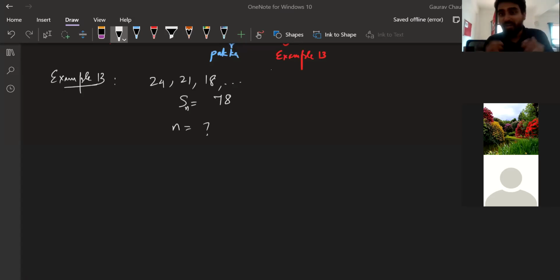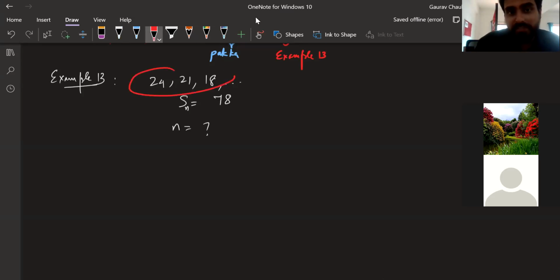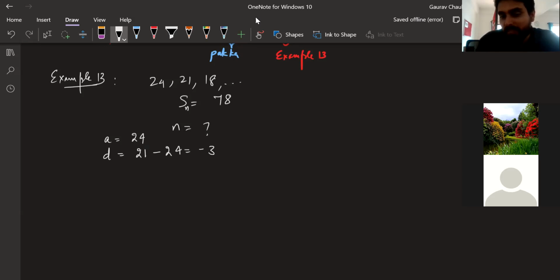Moving ahead. So what is given to me? I have a few things given to me. The AP is given. From the AP, I can get a, that is 24, the first term. I can get d: d is 21 minus 24, which is equal to minus 3. These two pieces of information I have from the AP. One more piece of information given separately is the sum of some number of terms. How many terms I don't know, but the sum of that many terms is 78.